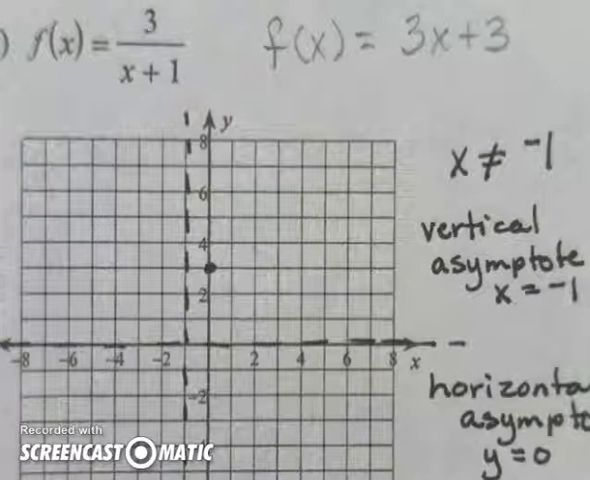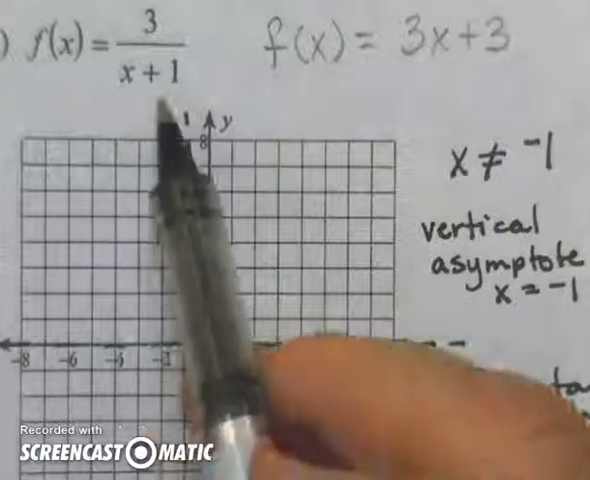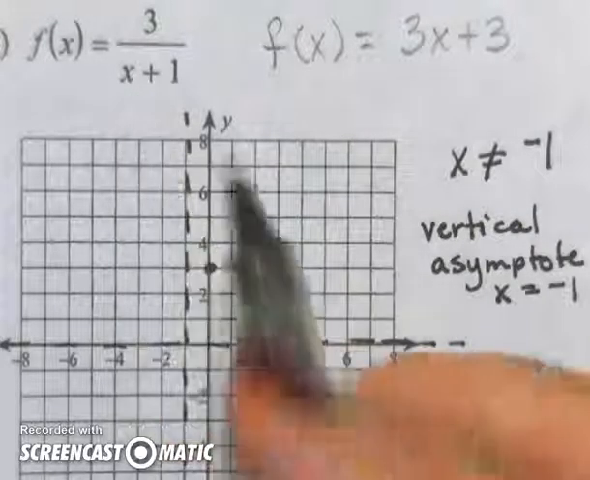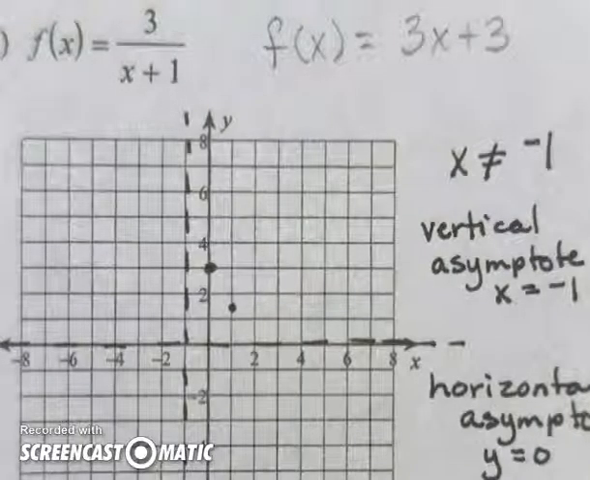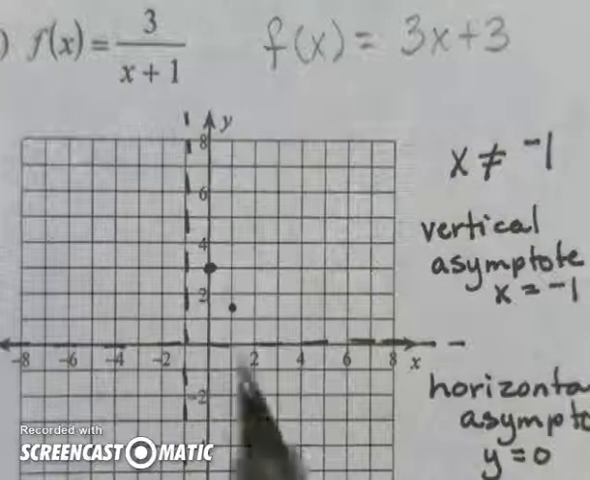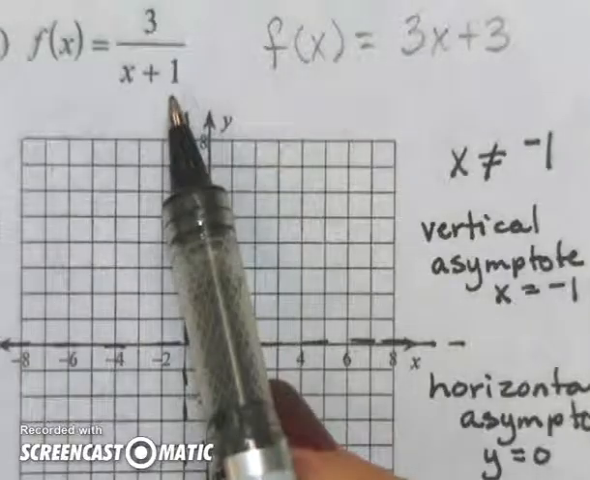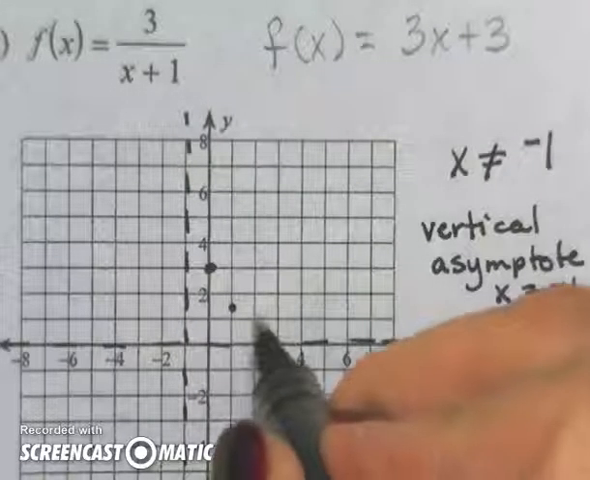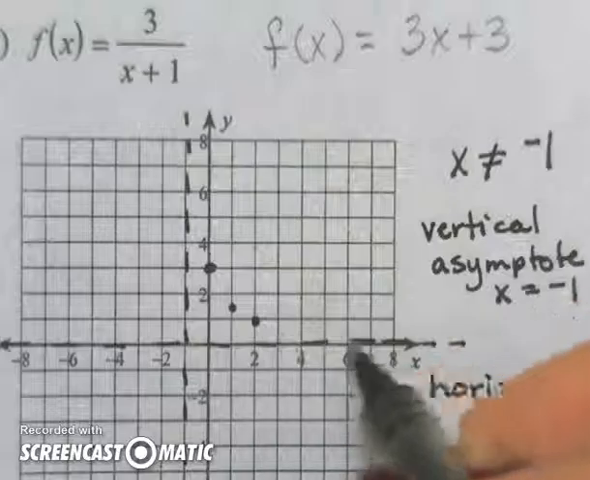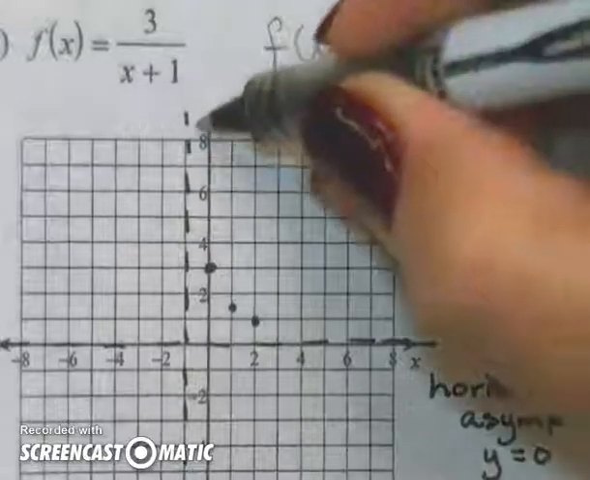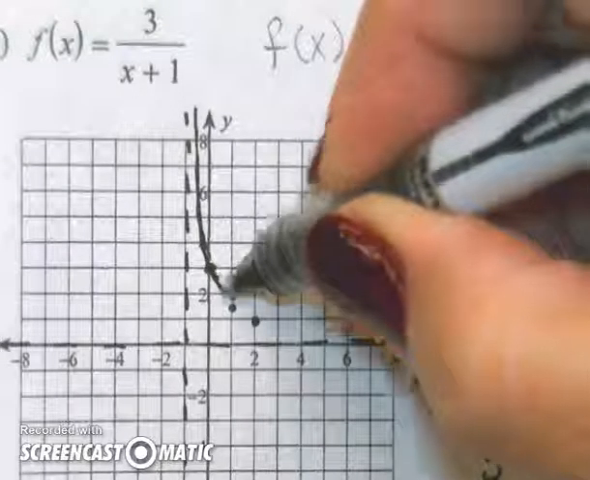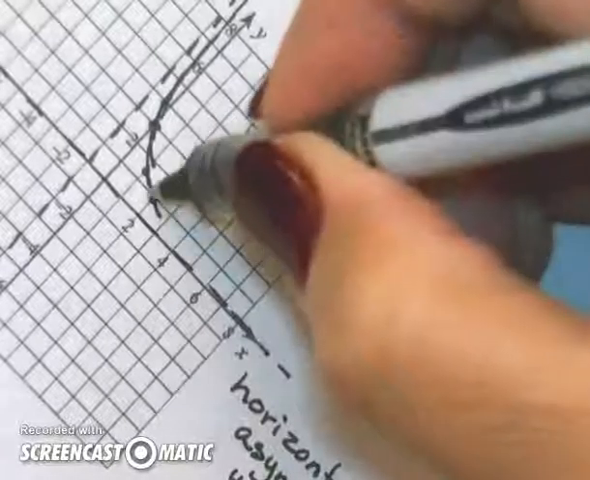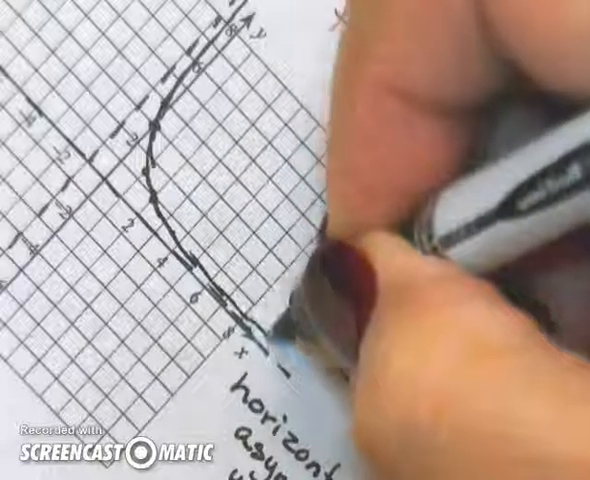If I put in 1, 1 plus 1 is 2. So 3 over 2 is 1.5. If I plug in 2, I get 2 plus 1, which is 3. 3 over 3 is 1. And I can see how my graph is coming. So I'm going to sketch it in here. I know it's not going to be perfect, but I'm going to sketch. I'm going to tilt it a little bit so I get my lines to go. There we go. Now there's part of it.